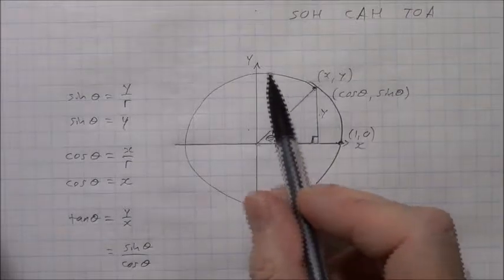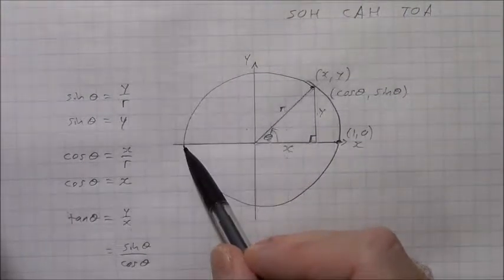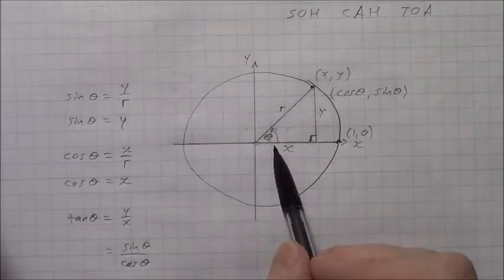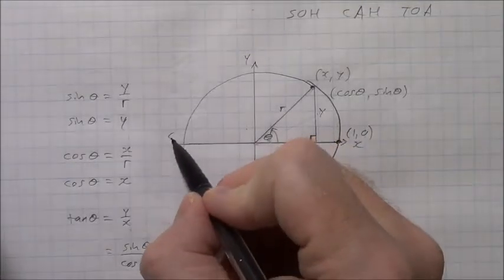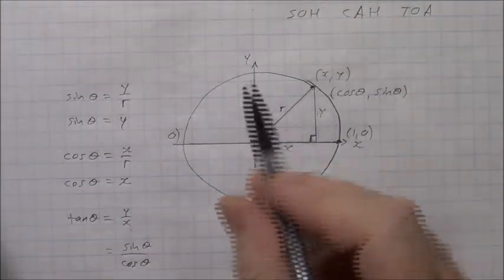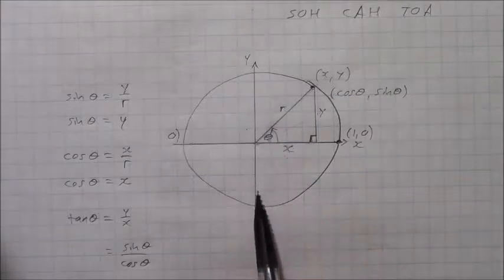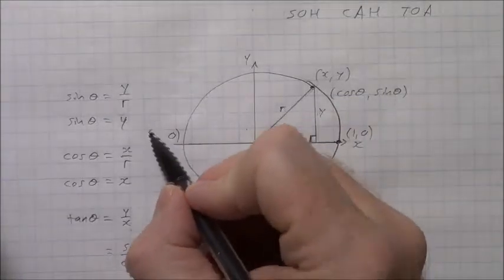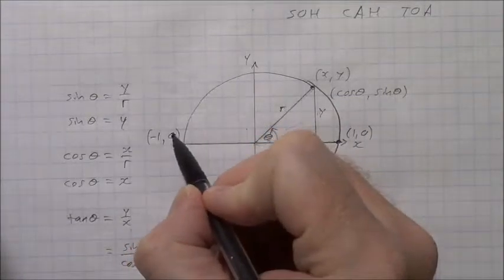If we spin it all the way around to the other side over here, it's still on the x-axis. Again, y is 0, but now it's on the left side, or the negative side. Therefore, the x value is -1.